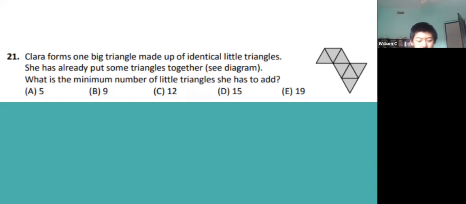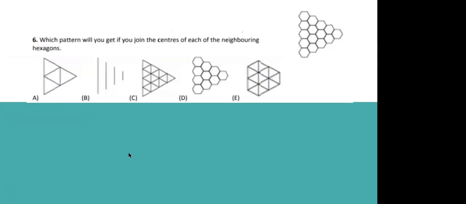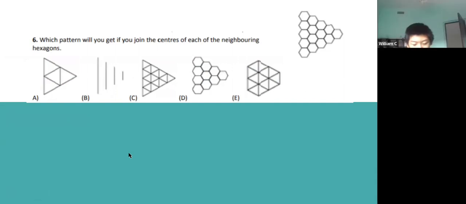So we have an answer of B. Turns out that's the correct answer. Do you need me to explain it? I think I'm good. Okay, so next question. Which pattern will you get if you join the centers of each of the neighboring hexagons? We'll give you 3 minutes to think about this, and if you have the answer, please type it in the chat.